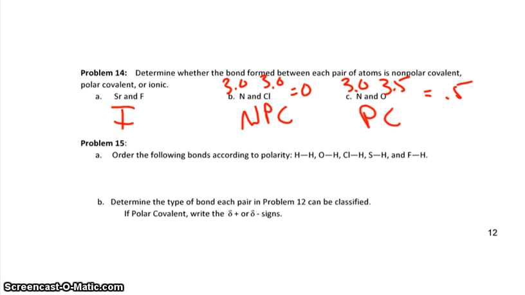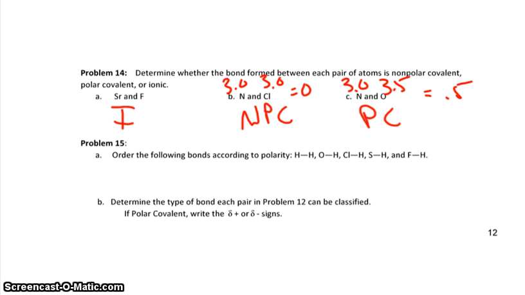We left off at problem 14. If you look at your notes, really most of the notes that are left are problems, at least with this section. So let's look at problem number 15. Order the following bonds according to polarity. You can look at your electronegativity chart. You won't always have those numbers with you. So how will we approach this without?